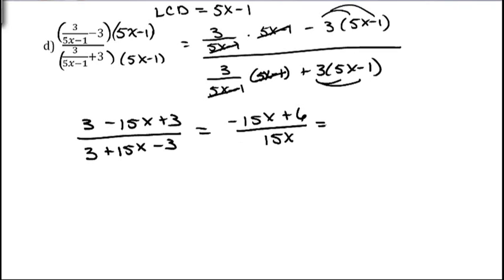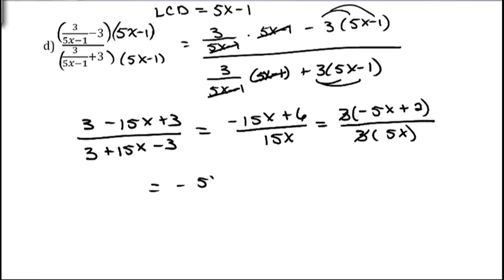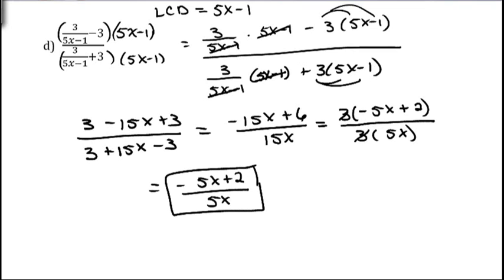The numerator has a common factor of 3, so we can factor that out. And that would leave me with negative 5x plus 2. And in the denominator, we could write that as 3 times 5x if you wanted. And then these 3's will cancel, leaving us with negative 5x plus 2 over 5x. And again, you can't simplify those 5x's, and it's because this is being separated by addition.